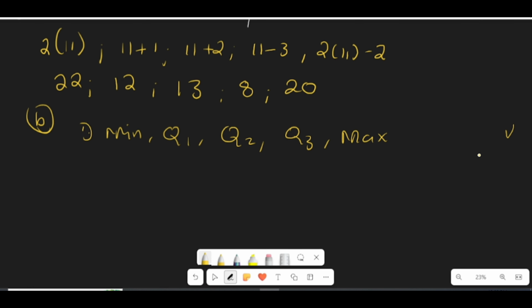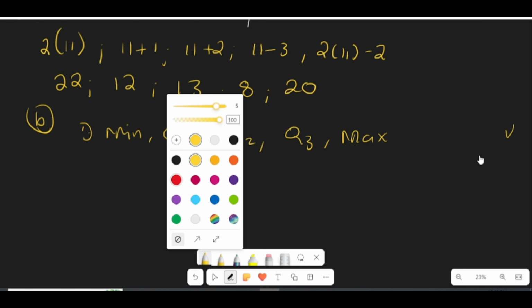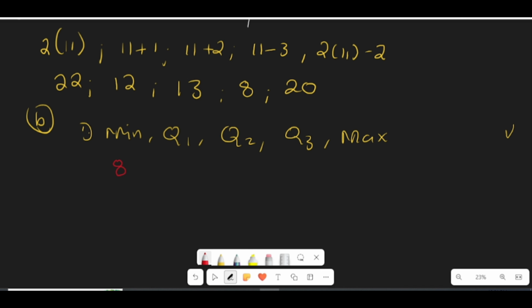However, we need to rearrange our data before we can answer that. Let me use a different color to rearrange our data. The lowest number is 8, and then you've got 12, 13, and then you're going to have 20 and 22. Great stuff. Minimum, we already know what the minimum is, the lowest number on the data given, it's 8. And then let's go to Q1.